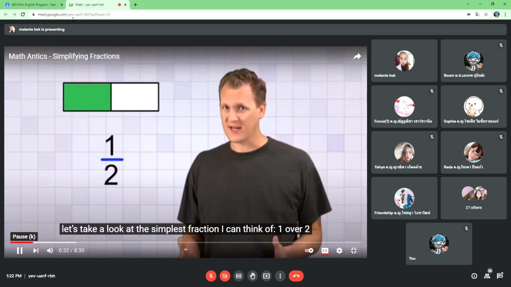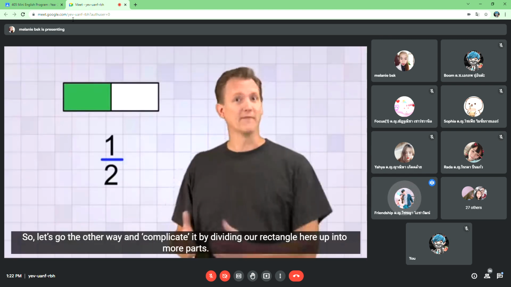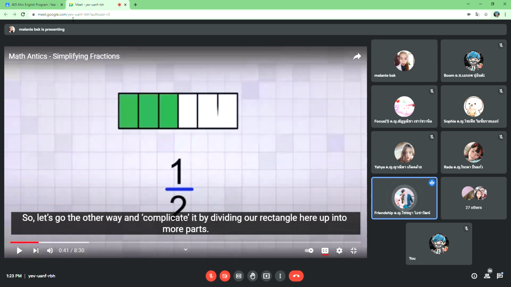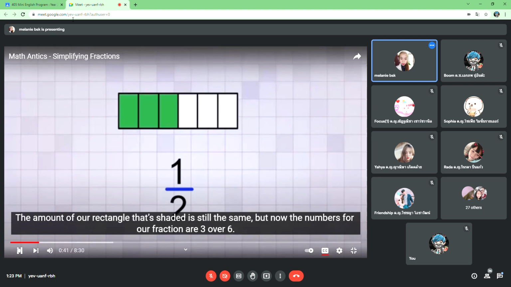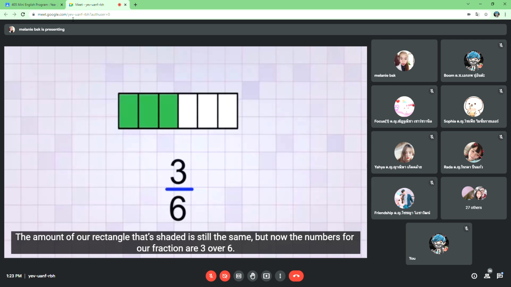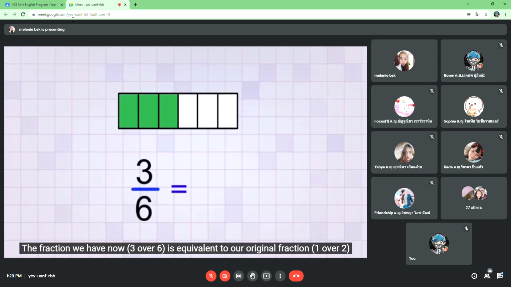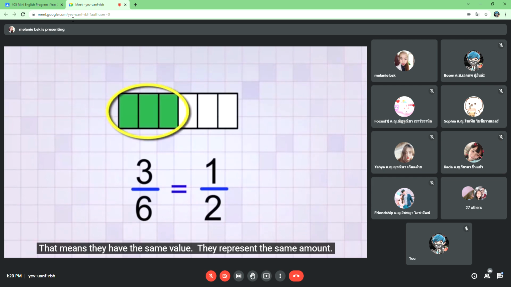Now, this is already as simple as it can possibly be, so let's go the other way and complicate it by dividing our rectangle up into more parts. The amount of our rectangle that's shaded is still the same, but now the numbers for our fraction are 3 over 6. The numbers are bigger because our rectangle is now divided into more parts. The fraction we have now, 3 over 6, is equivalent to our original fraction, 1 over 2. That means they have the same value. They represent the same amount.